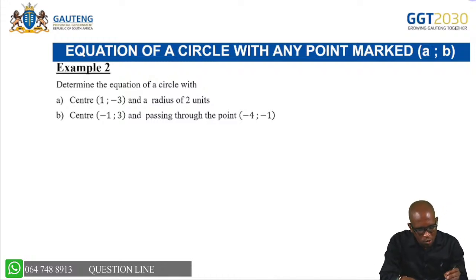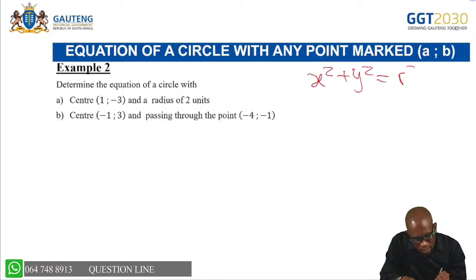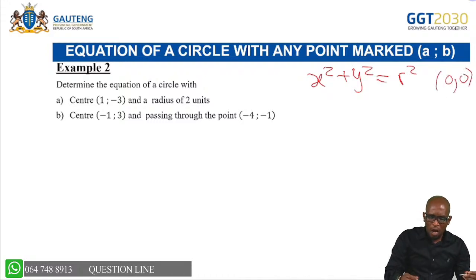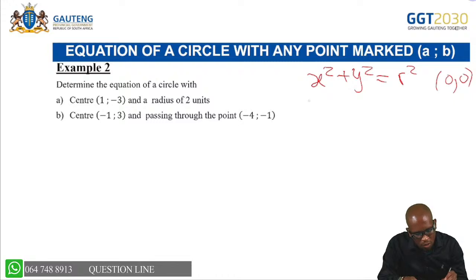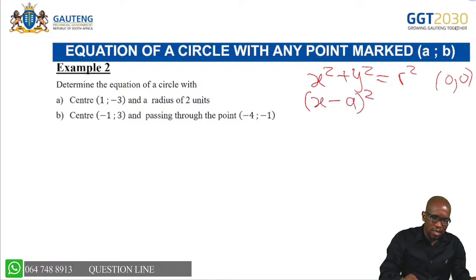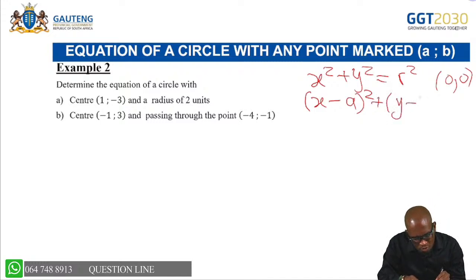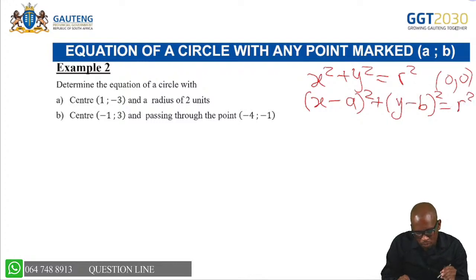Now, the original equation, we know it's given by x squared plus y squared equals r squared. That is if it is centered at the origin 0, 0. However, if we apply that particular transformation, you can see that if all the x values are transformed by A units horizontally, then the new point x would be x minus A, all squared, and all the y values would move B units vertically, which would be y minus B, all squared. This will then simplify to r squared.